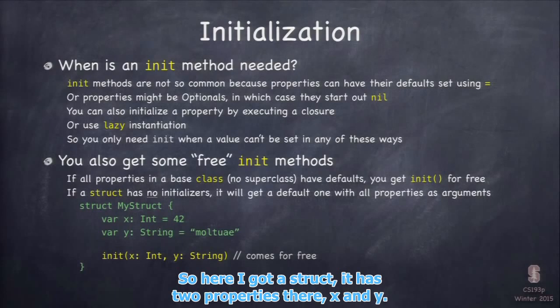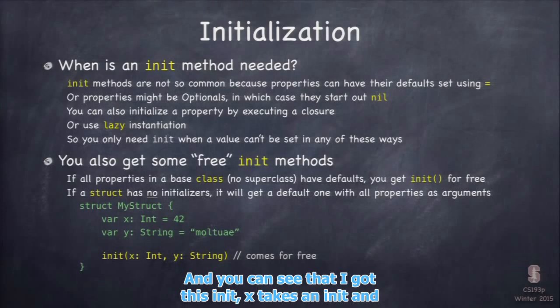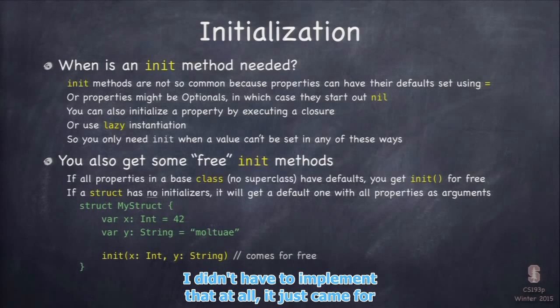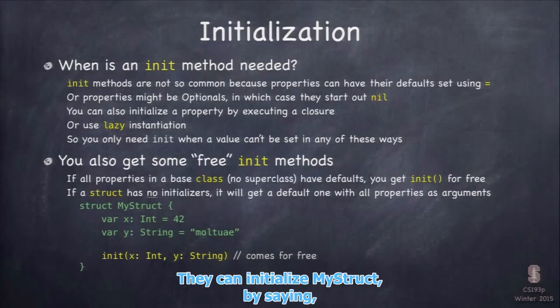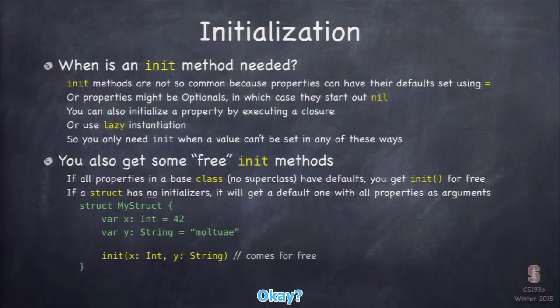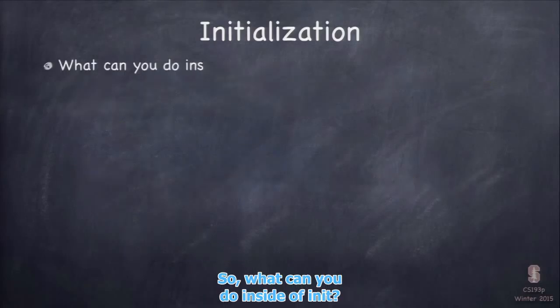So like here I've got a struct. It has two properties there, x and y, and you can see that I got this init x takes an int and y a string for free. I didn't have to implement that at all. It just came for free. And so people can call that. They can initialize my struct by saying my struct, open parentheses, and provide the x and the y. All right.